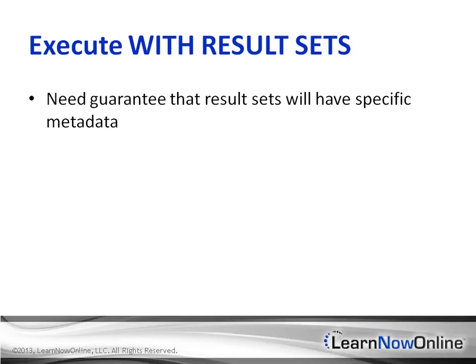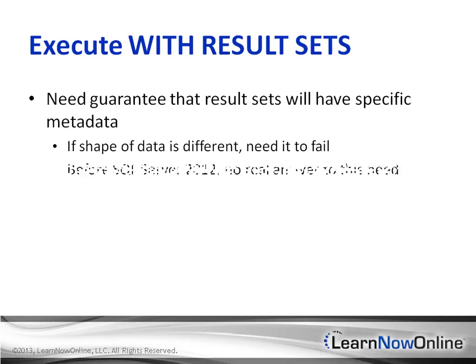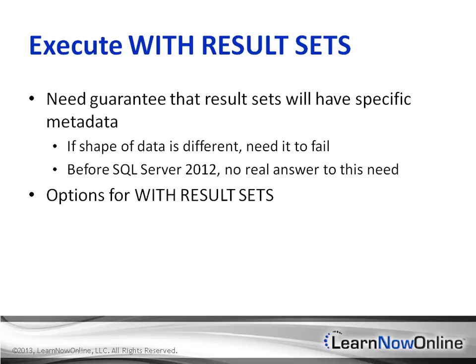Basically, the idea is that you need a guarantee that the result sets will have very specific metadata. If the shape of the result is different than what you expect, you need it to fail. So far, in earlier versions of SQL Server, there was no real answer to this kind of need. So SQL Server now has 3 supported options for the WITH RESULT SETS clause.